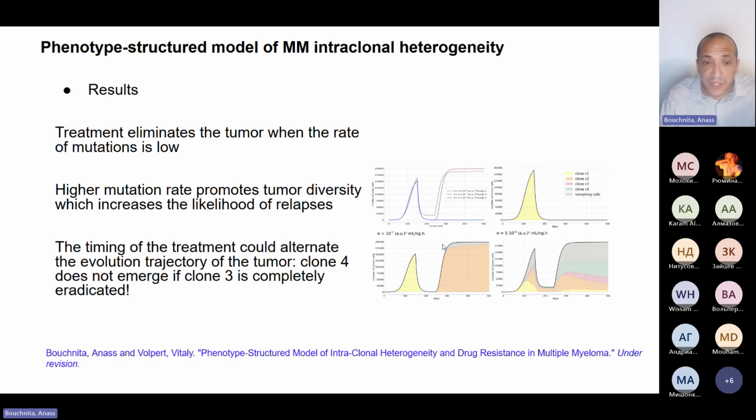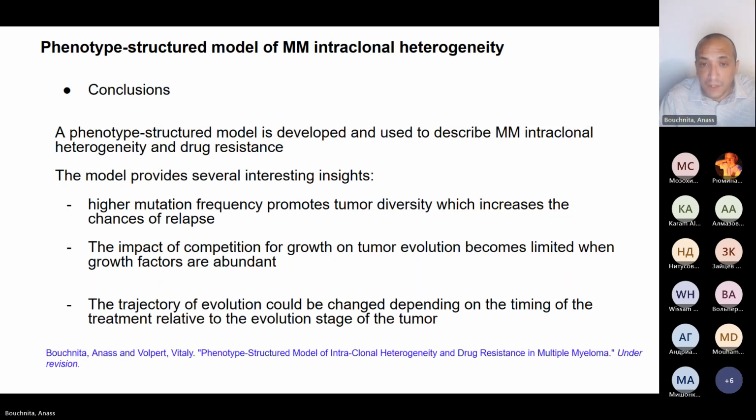So this result is very important, and it shows that the timing of the treatment with respect to the evolution of the tumor can completely change the trajectory of the evolution of the tumor. So in this case, we don't have the appearance of clones 3 and 4.